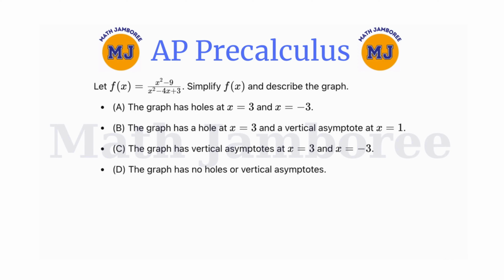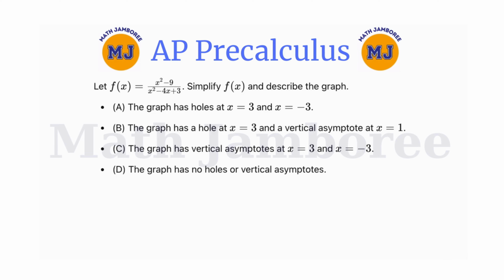In this video, we have another AP Pre-Calculus type of question from the topic of equivalent representations of polynomial and rational expressions. Let's solve it together. Let f of x equal x squared minus 9 over x squared minus 4x plus 3. Simplify f of x and describe the graph.